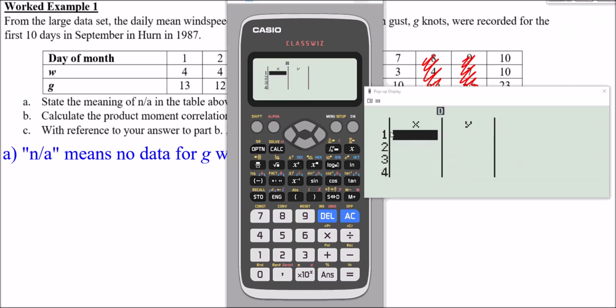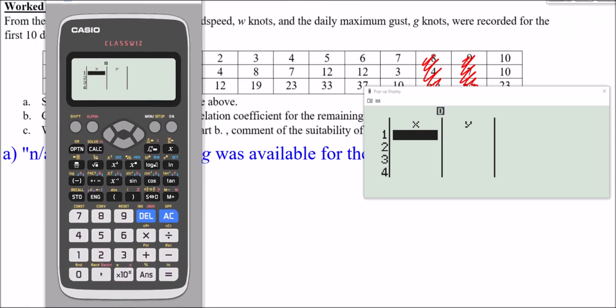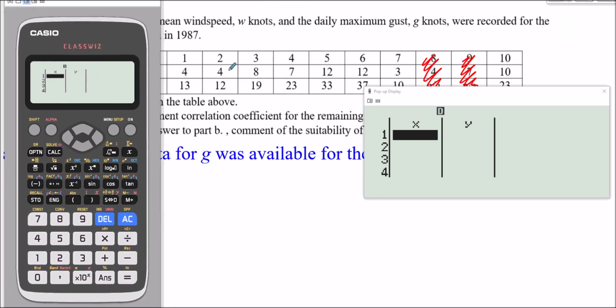So values of x, like I've said, the order doesn't matter. All we need is to work out the PMCC. So for x, I'm going to use W. So values for W: I've got 4 and 4, so 4 equals, and 4 equals, 8, press equals, 7, press equals, 12 and 12, 12 and 12, 3, and like I said, we're ignoring these 2 and going straight to 10.